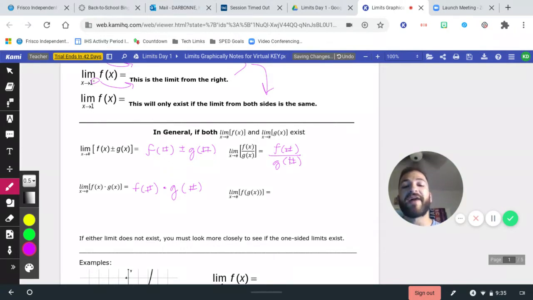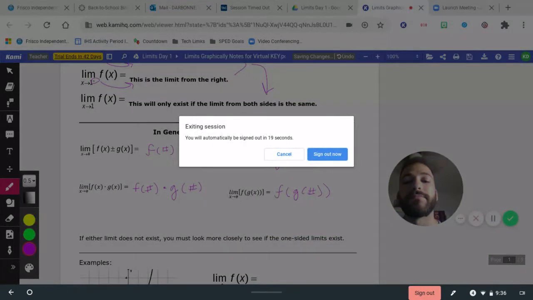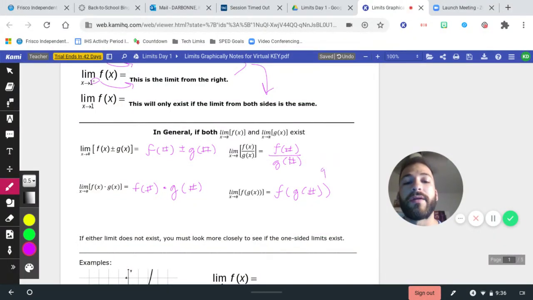And then last but not least, if I have the limit as x approaches some number of f of g of x, remember this is our composite function, then I evaluate g at that number. And let's just say that g of that number equals, let's call it a. Then I evaluate f of a to get what my limit would be. So the composite one's a little bit weird because we have to do g first, and then we evaluate f at whatever we got for g. So it's almost like two problems in one. But the general gist is you plug in the number, you evaluate the functions just like normal.